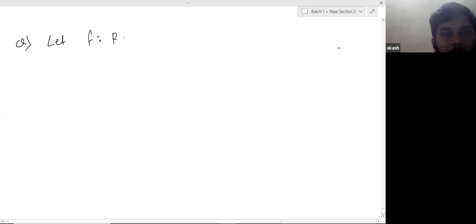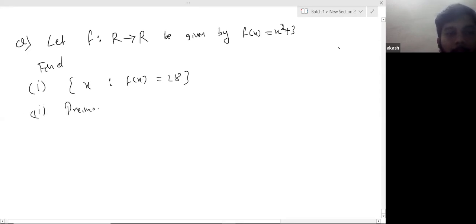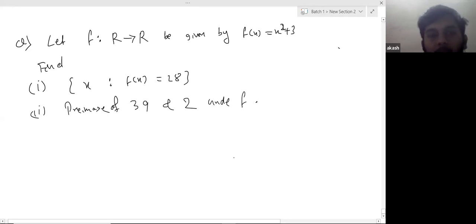Let f be a function from R to R given by f of x equals x square plus 3. All right, find, first part is x such that f of x equals 28, and the pre-image of 39 and 2 under f. All right, I'll give you 2 minutes.